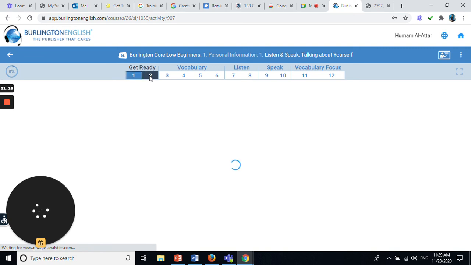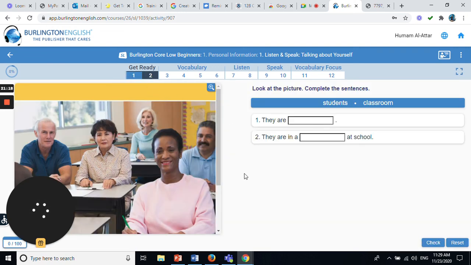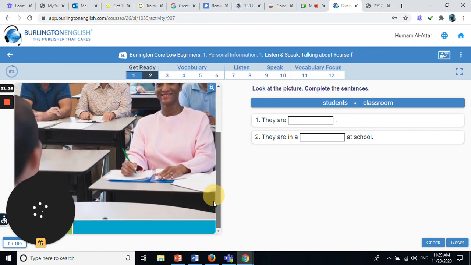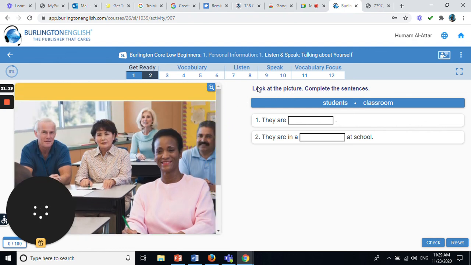If you move on to your Burlington English, you will see these types of exercises. You will see these pictures. You will see the instructions on how to answer the questions in the exercise. So here it will say, look at the picture. After class, go ahead and do 1 hour on Burlington English. Or you can do 30 minutes. Okay, that's fine with me. Go ahead and do 30 minutes.